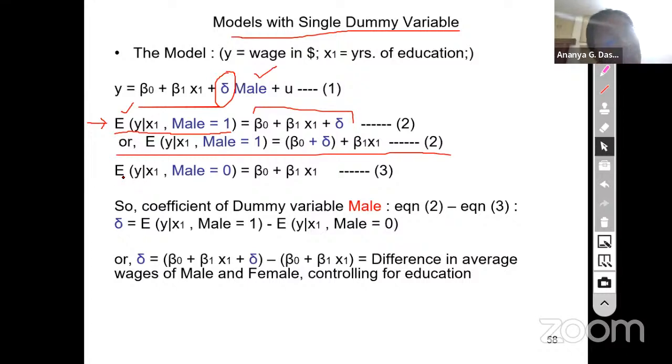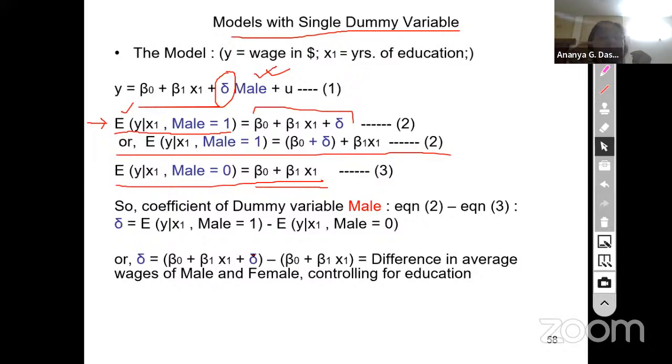Now, what is the other value that male can take? It can take the value 0. So the average value of y given x1 when male is equal to 0, well, in that case, this delta term just disappears. So it's just beta naught plus beta 1 x1.